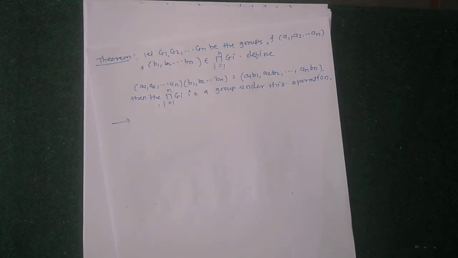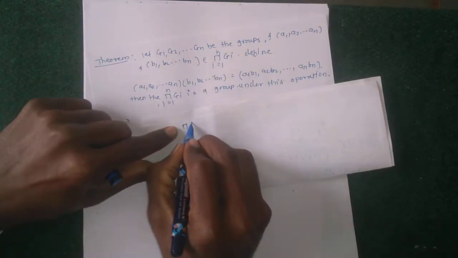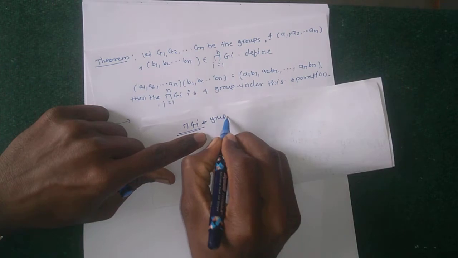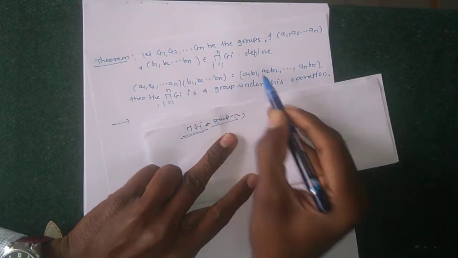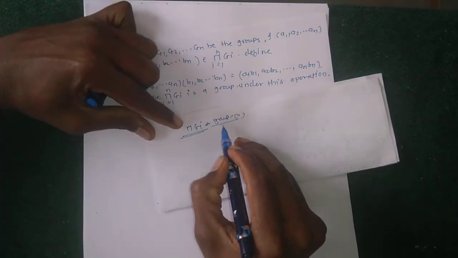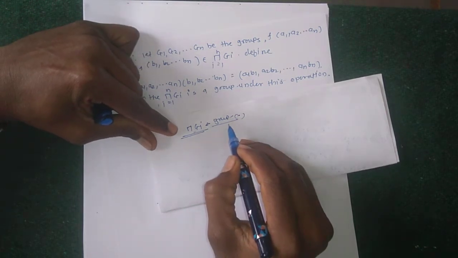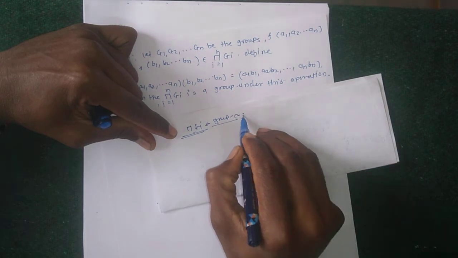Here I only give the hint. Okay, how to prove it here. Suppose we want to show that the product of Gi is a group, which means we have to check this with respect to the operation given here. How do we show that the product of Gi is a group? A group has four properties.